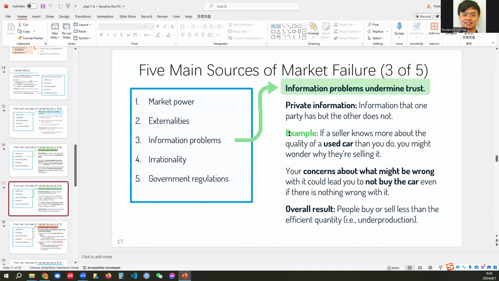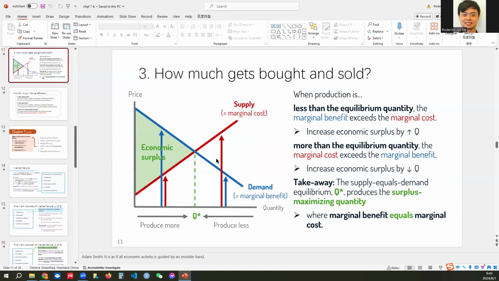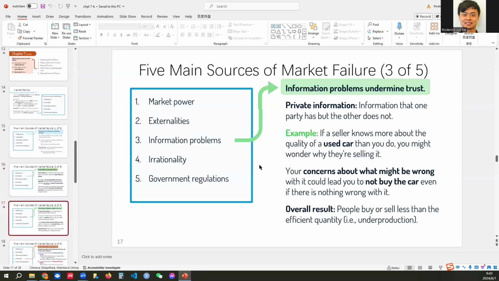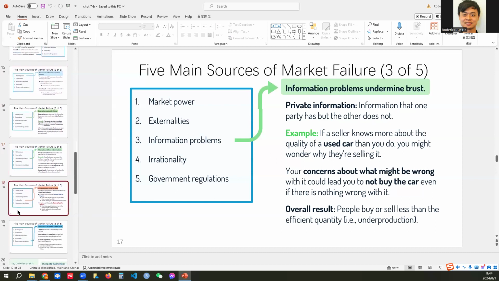So the third one is information problems. Information undermines trust, and then there will be underproduction, right? The production will be lower than the equilibrium level, which is the ideal level. For instance, if the seller knows more about the quality of a used car than you do, you might wonder why they're selling it, and then you're going to hold your pocket tight and you don't dare to buy it.